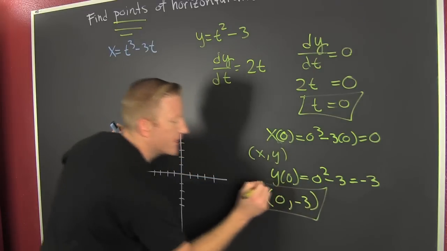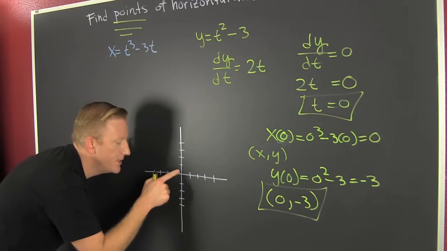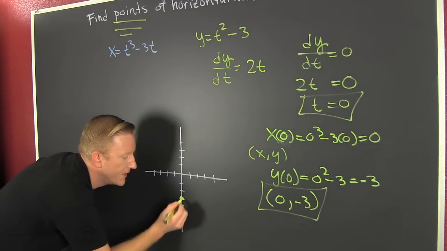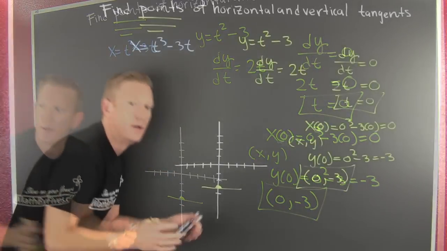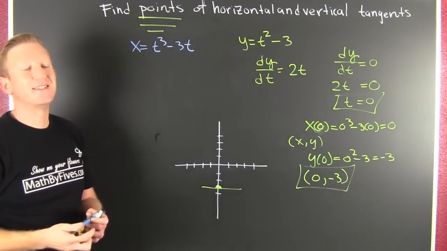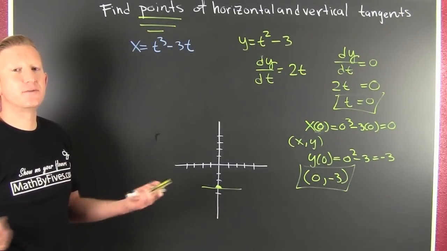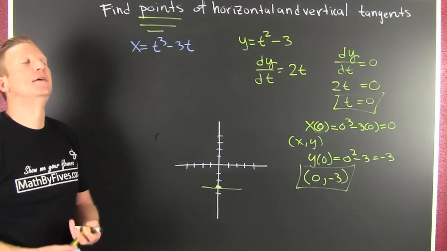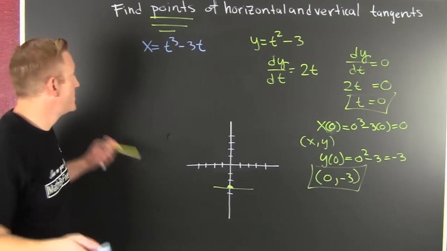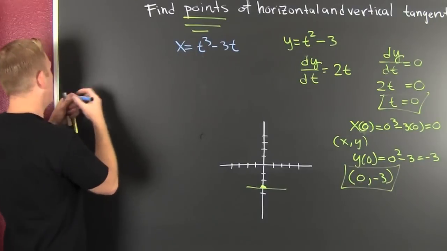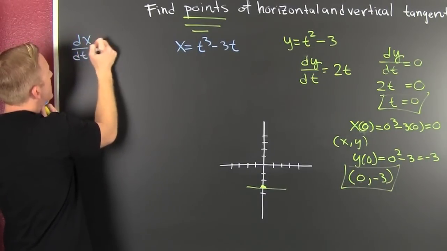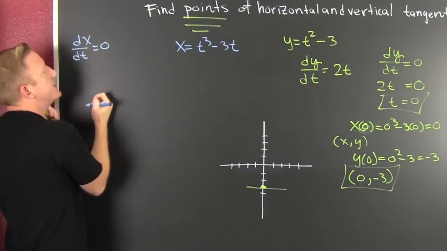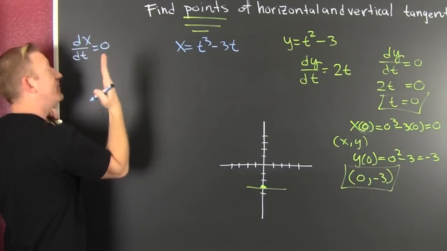I found my horizontal tangent and I can put it right here. Zero, minus 3, boom. There's gonna be a nice horizontal tangent at that point. But without going off on a tangent, I wanna find my vertical tangencies, where my entire differential is undefined. Now, I do that when dx/dt is equal to zero. So when dx/dt is equal to zero, that's when I'm going to get my vertical tangency.